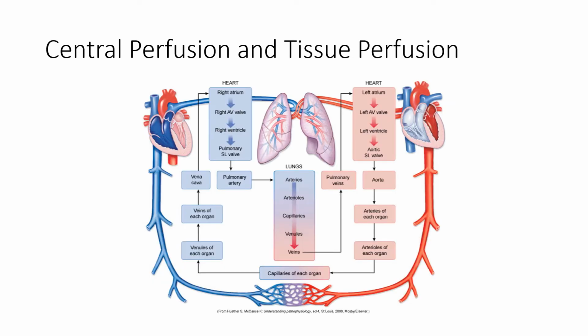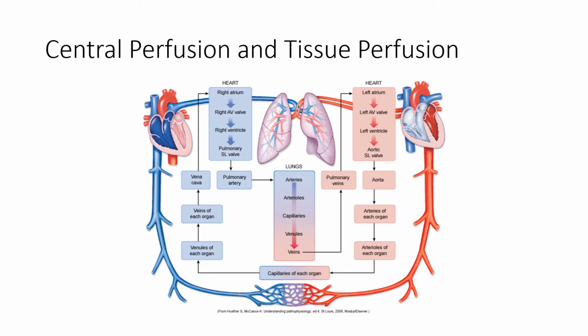This is a schematic that comes from your book, I believe, and it is basically a review of the central perfusion. Of course you see blue, which means unoxygenated blood, and the red is the oxygen side. So the blood returns from the systemic circulation into the right atrium. It goes through the right AV valve, which is also called the tricuspid valve, into the right ventricle, and on through the pulmonary semilunar valve.